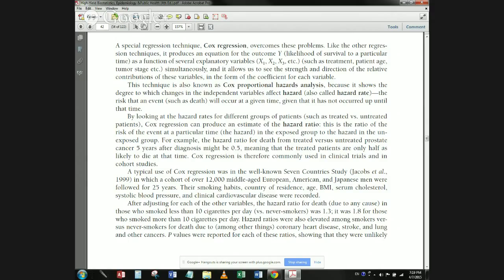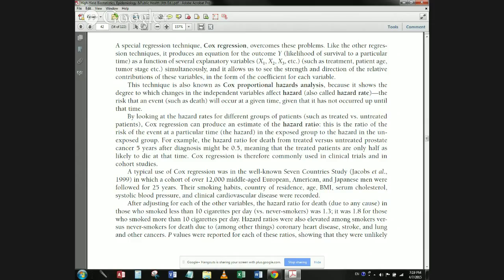A typical use of Cox regression was in the well-known Seven Countries Study, Jacobs et al. in 1999, in which a cohort of over 12,000 middle-aged European, American, and Japanese men were followed for 25 years. Their smoking habits, country of residence, age, BMI, serum cholesterol, systolic blood pressure, and clinical cardiovascular disease were recorded.